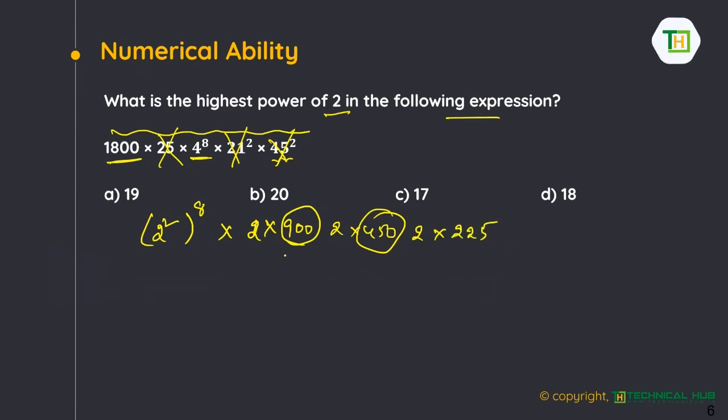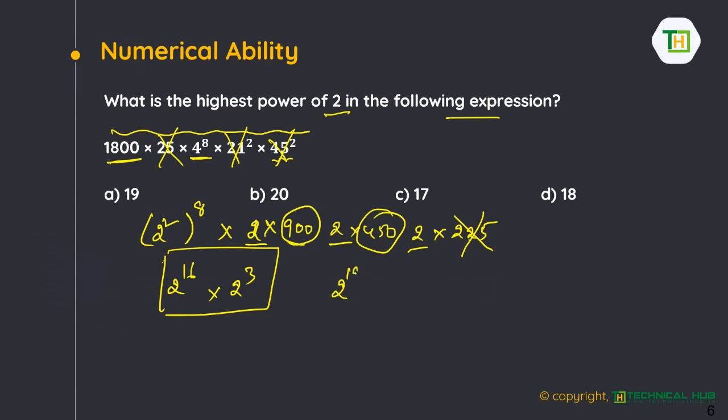225, right? 2, 2, 2. 3 2s are there and 225. It is not possible to convert in terms of 2. So there is no need of changing this value. Now here it is 2 square whole power 8, which is equal to 2 power 16 into 2, 2, 2. Total 2 power 3. Now, how many 2s are there in this entire expression?